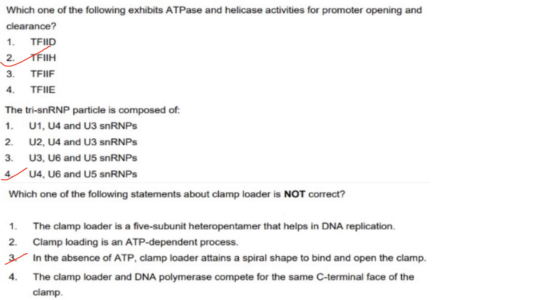Now next statement. In the absence of ATP, clamp loader retains a spiral shape to bind and open the clamp. In the absence of ATP, it doesn't open the clamp. Only in the presence of ATP, the clamp is open. So third is your answer. They have asked which is not correct. The clamp loader and DNA polymerase compete for the same C-terminal phase of the clamp. That is also correct. So they have asked not correct here. So answer is option 3.